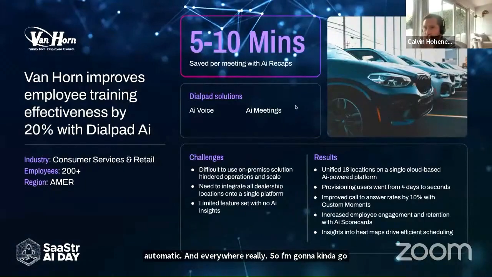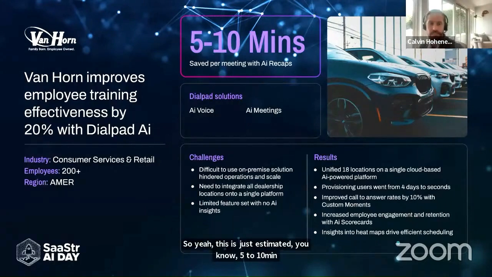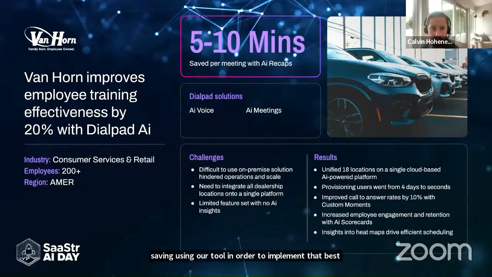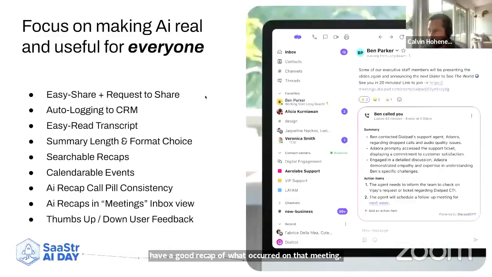Really quick case study, working with one of our customers, Van Horn. They operate a number of car dealerships across the Midwest. This is just estimated, but they save 5 to 10 minutes using our tool to implement that best practice of making sure your meeting attendees have a good recap of what occurred in that meeting. And these are some of the features that I'm going to go through.